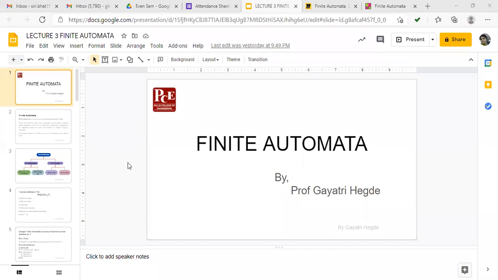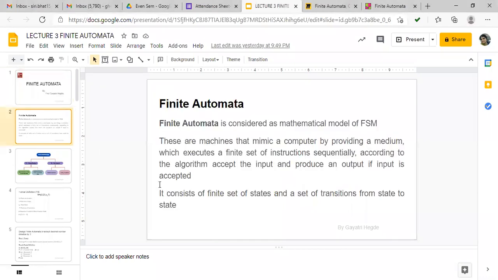If you remember, we have already started with finite automata, right? I'll just give an overview of what we have learned in the last lecture. We saw the definition. Do you remember the category of finite automata? Finite automata can be divided broadly into two categories. Do you remember what it is?